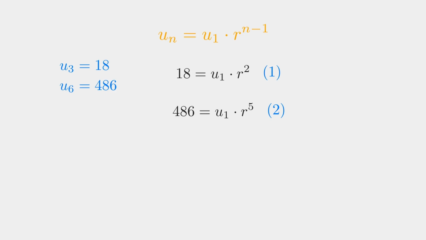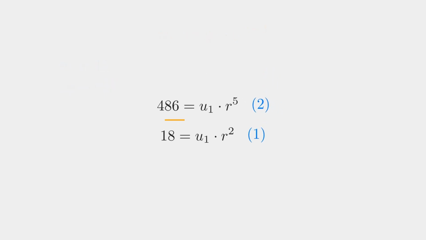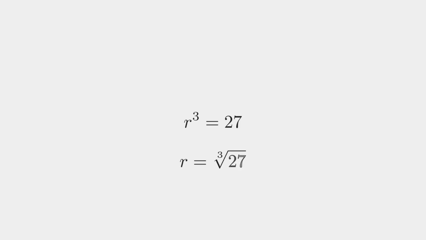A great IB exam technique here is to divide the equation with the higher power by the one with the lower power. So we'll divide equation 2 by equation 1. The U1 terms cancel out. For the power of R, we subtract the exponents, so 5 minus 2 is 3. So we have R cubed. On the right side, 486 divided by 18 is 27. This leaves us with a simple equation, R cubed is equal to 27. Taking the cube root, we find that R is 3.